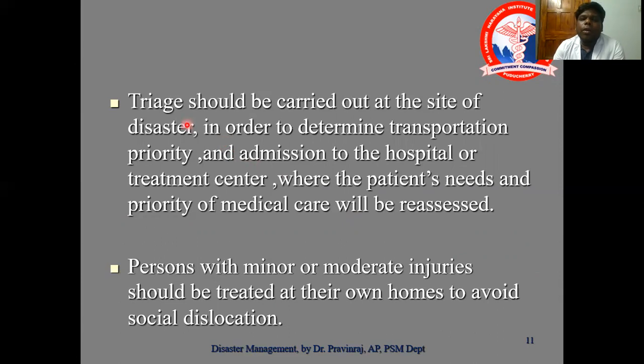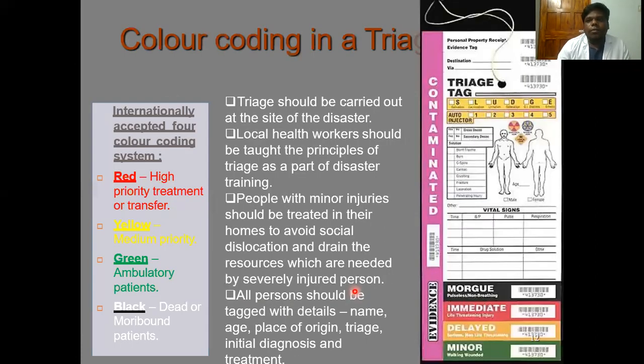So why is it important? Triage should be carried out at the site of disaster. Why? In order to determine transportation, priority and treatment, admission to hospital, the treatment center, and patients will be reassessed prior to medical care. So prior care should be kept at the disaster site. Here we are seeing that persons with minor or moderate injuries, those ambulatory patients, have to be treated in their own homes. They are able to take care of themselves.